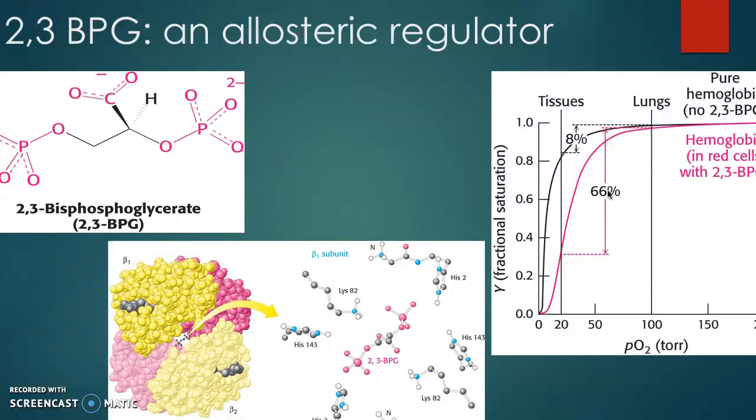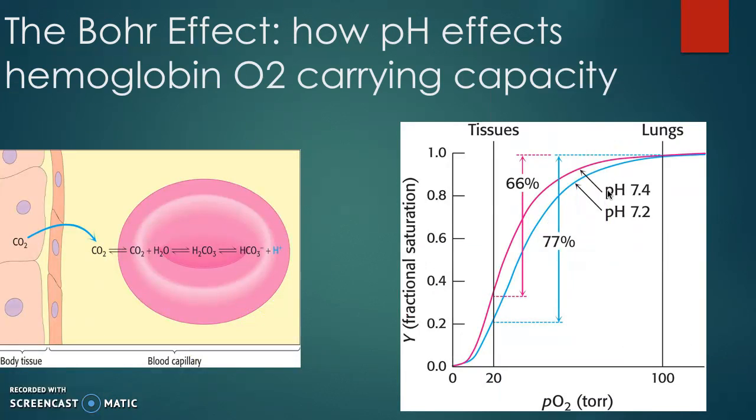So another thing that affects how oxygen binds to hemoglobin is pH. And the Bohr effect shows how pH affects hemoglobin's oxygen carrying capacity. So much like 2,3-BPG, it affects binding capacity. In cells like those in the body, tissues, and capillaries, where increased amounts of combustion are occurring and there are lower amounts of oxygen, more carbon dioxide is released.